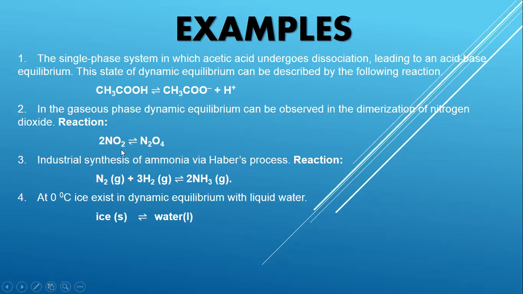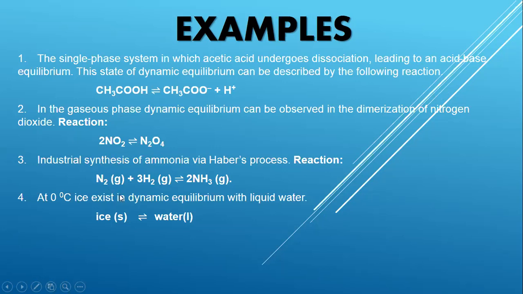Similarly, we can see dynamic equilibrium when NO2 molecules dimerize to form N2O4. Again, at this state of dynamic equilibrium, the rate of forward reaction is equal to the rate of backward reaction. That is, when two molecules of NO2 produce N2O4, at the same time one N2O4 dissociates to produce two NO2 molecules, and there is a dynamic equilibrium in that system.